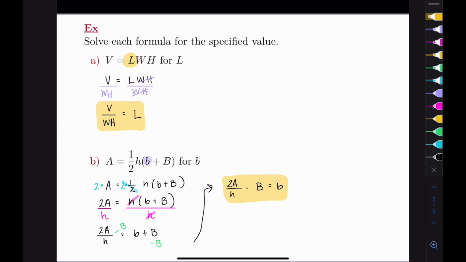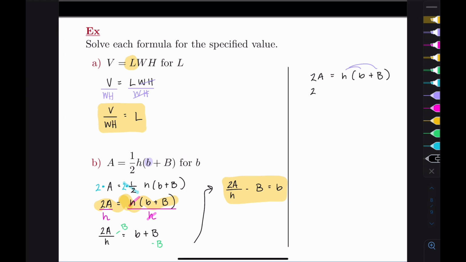Another thing you could do is instead back here, if you didn't like dividing by h, do this off to the side. We ended up here. Maybe your gut said distribute these to get rid of the parentheses, perfectly fine. So that gives us 2a is equal to hb plus h capital B. And then I've got to move this to the other side. So on the left, I can't do anything with those. I just have to leave it as 2a minus h capital B equals h little b.